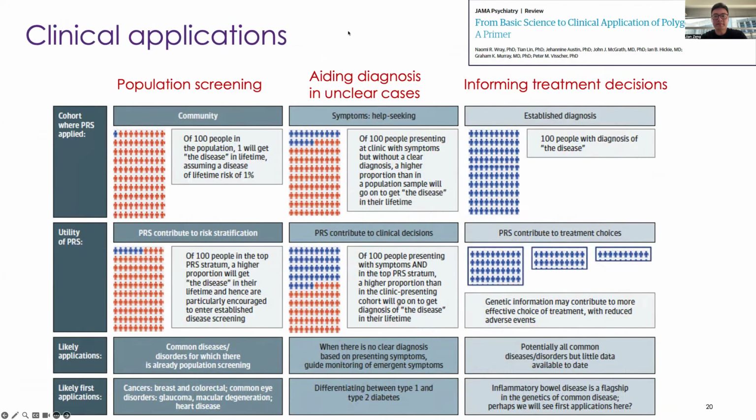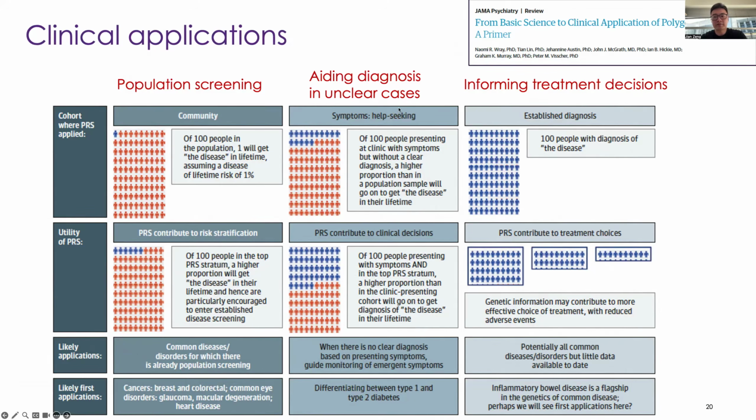This paper gives a nice review of the major clinical applications of PRS. Briefly, PRS may be useful for population screening in the general population to identify high-risk subgroups, as we have seen in the previous examples. This may be first implemented for diseases where population screening programs and prevention health management are already in place, such as breast cancer, heart disease, and common eye disorders.